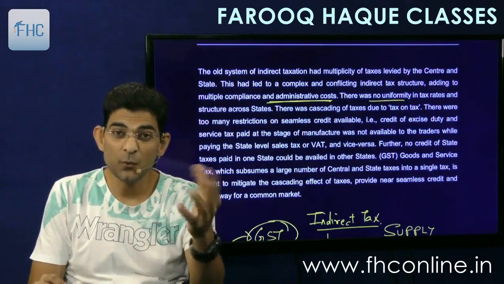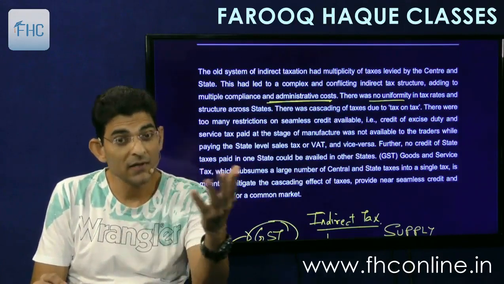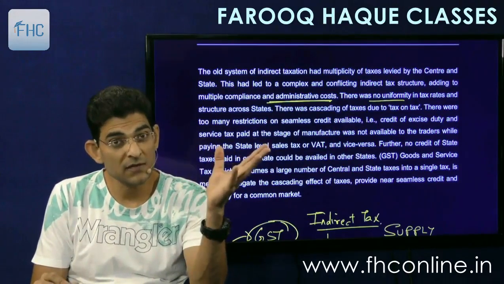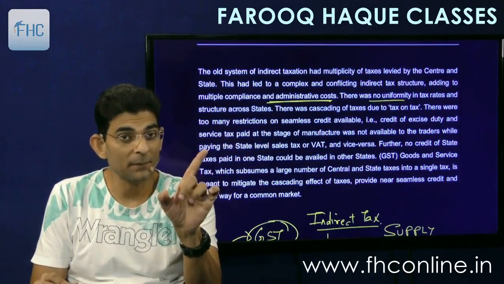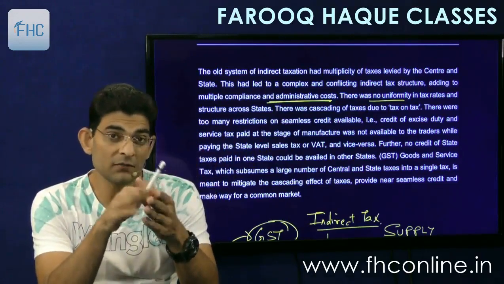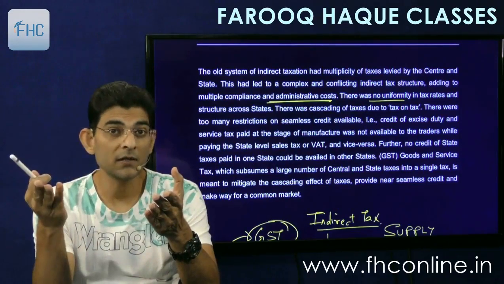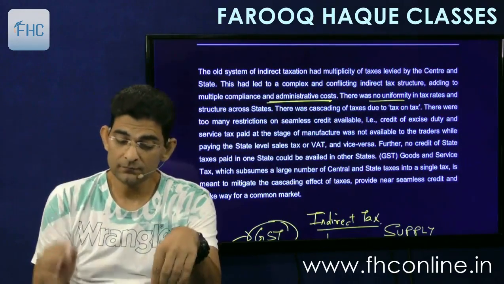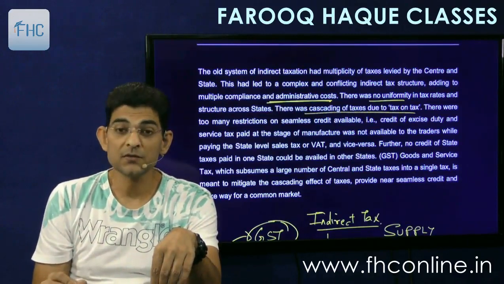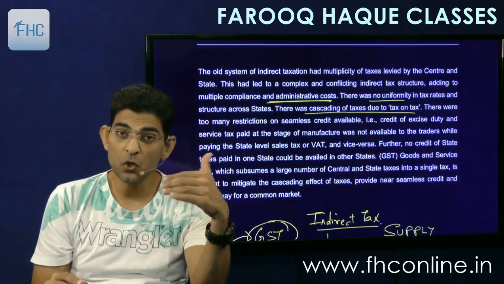Some state was charging 20% on some goods, and another state was charging 10%. So that was again a different problem, different tax rates on the same goods in different states. But now in GST that will not happen. The rate of GST on some goods in Maharashtra will be the same as in Andhra Pradesh, as in Telangana, as in all other states. Then there was cascading of taxes due to tax on tax. I just explained it to you. Sales tax was imposed on excise duty also.